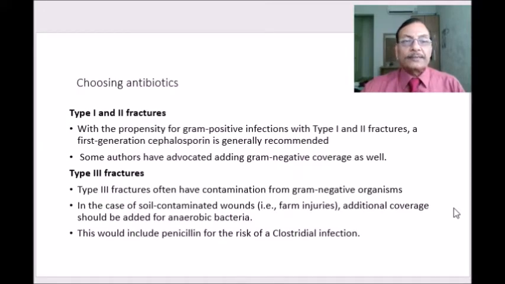Now, what kind of antibiotics, how to choose? For type 1 and type 2, most of the authors believe that a first generation cephalosporin is good enough. Some authors advocate adding gram-negative coverage as well, say, for example, gentamicin. Type 3 wounds are most often contaminated by gram-negative organisms, so they should be protected against gram-negative organisms, and additional coverage should be given for anaerobic bacteria. Many are of the opinion that we should include penicillin for the risk of Clostridium infection.